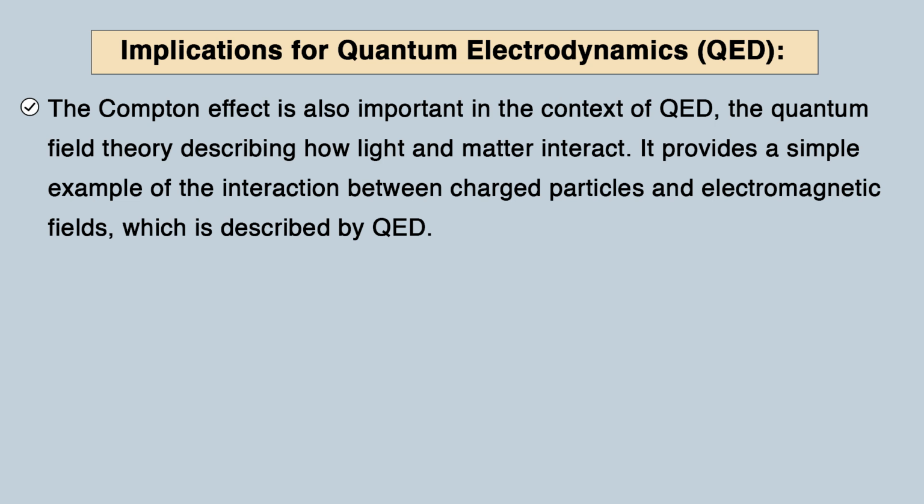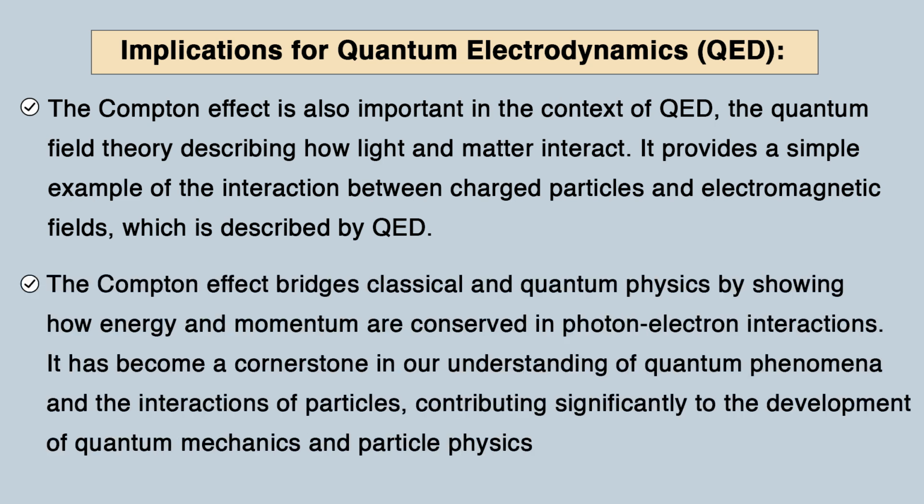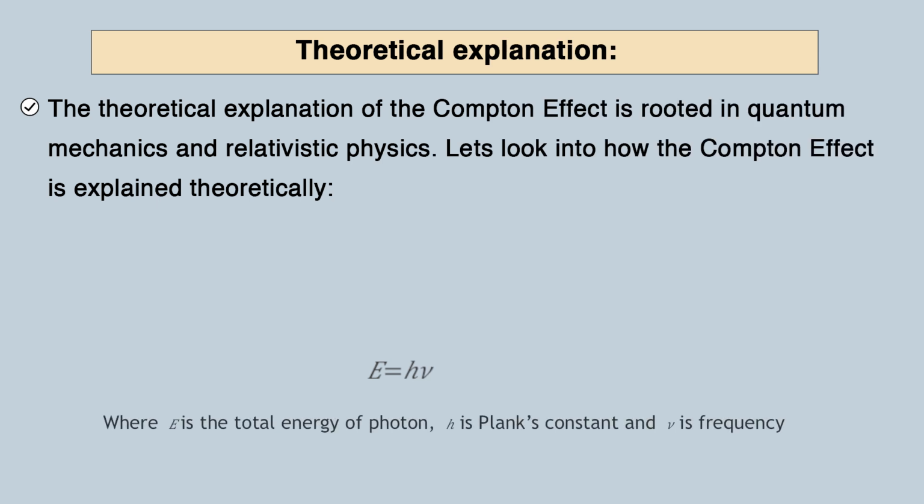described by QED. The Compton effect bridges classical and quantum physics by showing how energy and momentum are conserved in photon-electron interactions. It has become a cornerstone in our understanding of quantum phenomena and the interactions of particles, contributing significantly to the development of quantum mechanics and particle physics. Now I will explain the theory behind this effect.